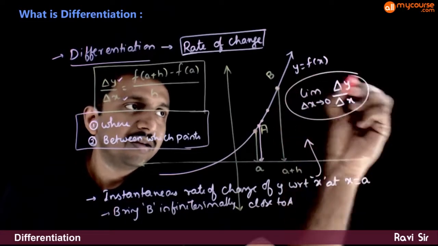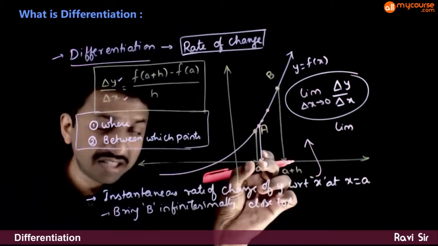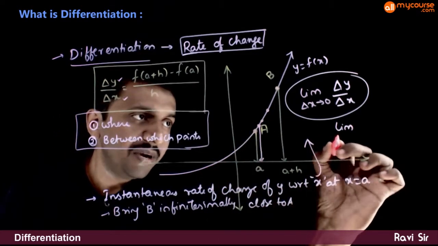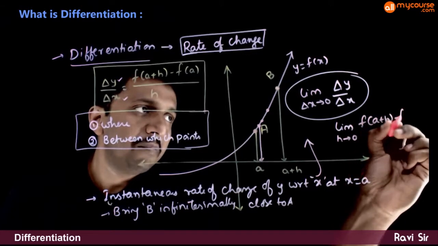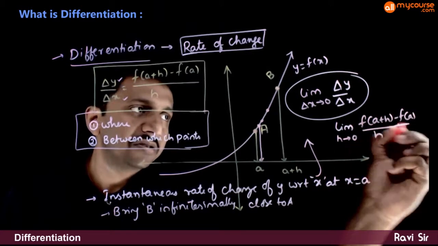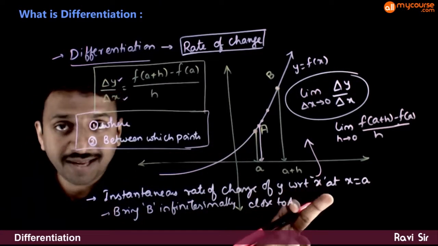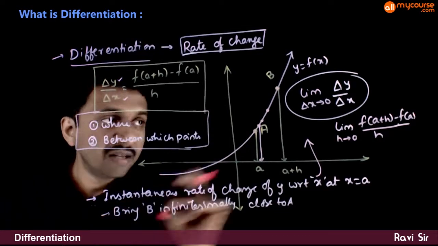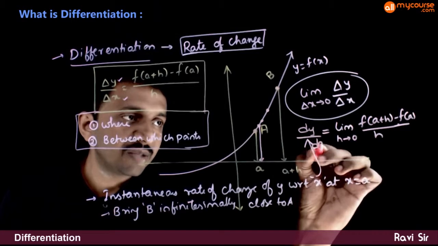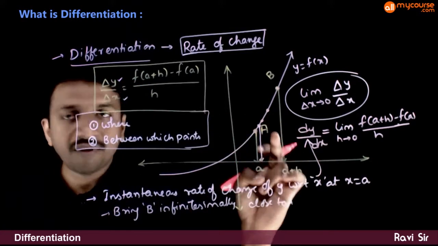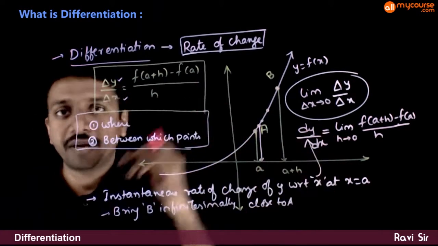So limit. In this formula, delta x, the change in x, is taken as h. So limit h tends to 0, f of a plus h minus f of a by h is the instantaneous rate of change of y with respect to x at x is equal to A. So this is called the differentiation of y with respect to x. This is called dy by dx, the differentiation of y with respect to x.